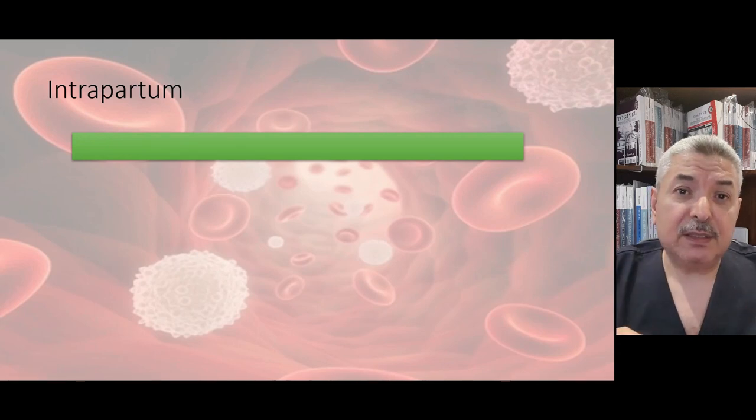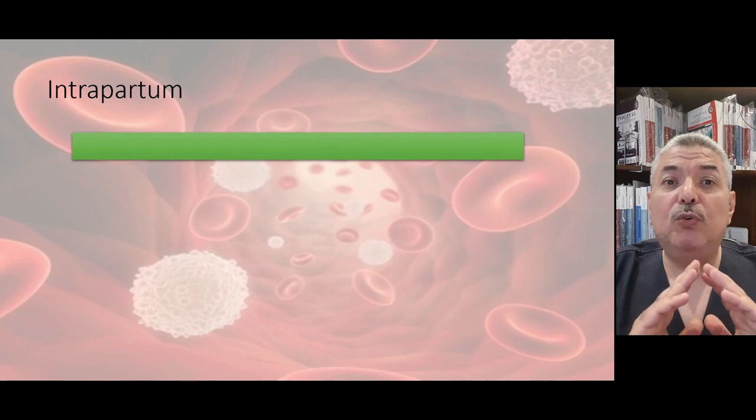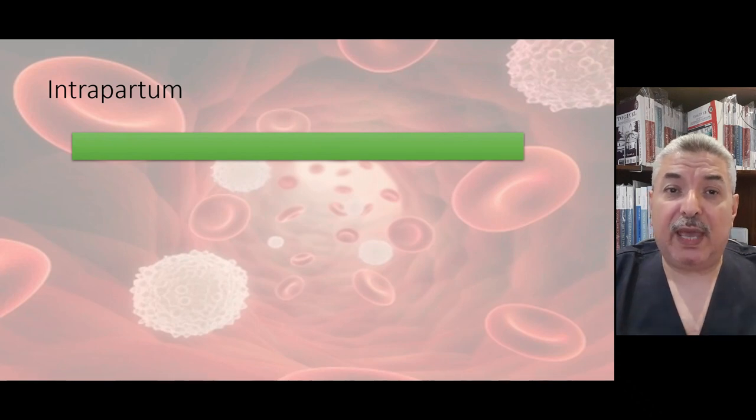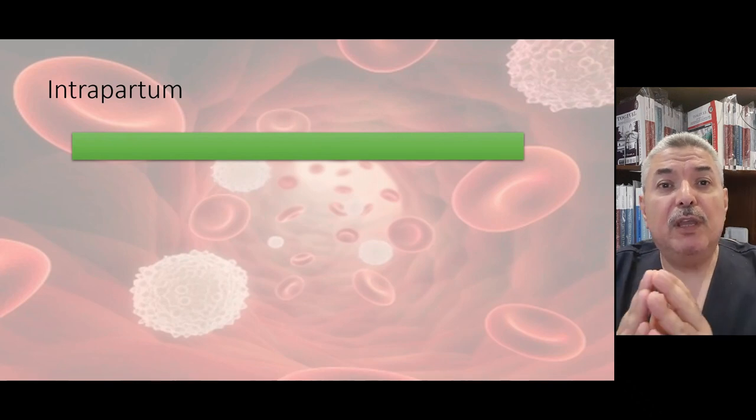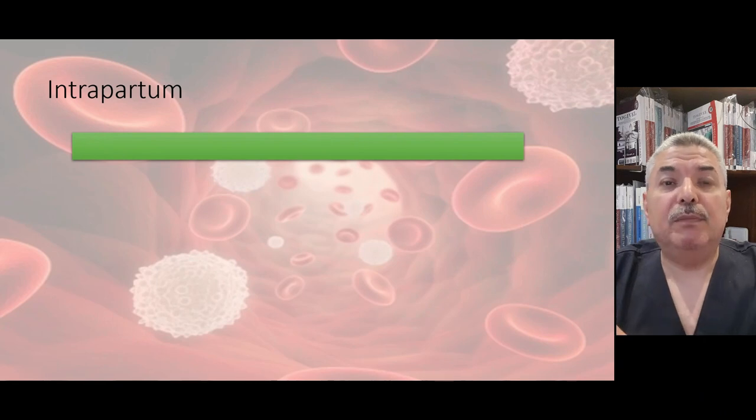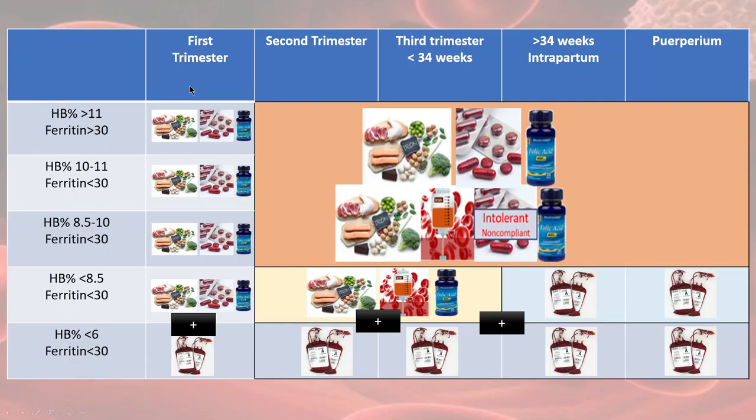And the second is that we give iron and we use all the weapons that we have to have enough hemoglobin percent by the time we reach birth. In the first trimester, we will rely on diet, iron, and folic acid. And we cannot give parenteral iron, so the only iron we are allowed to give is the oral iron.